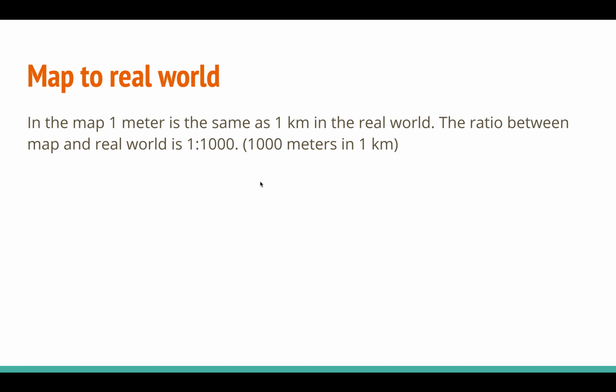So what about this? A map to the real world. If on the map 1 meter is the same as 1 kilometer in the real world, the ratio between the map and the real world is 1 to 1000, because there are 1000 meters in 1 kilometer.